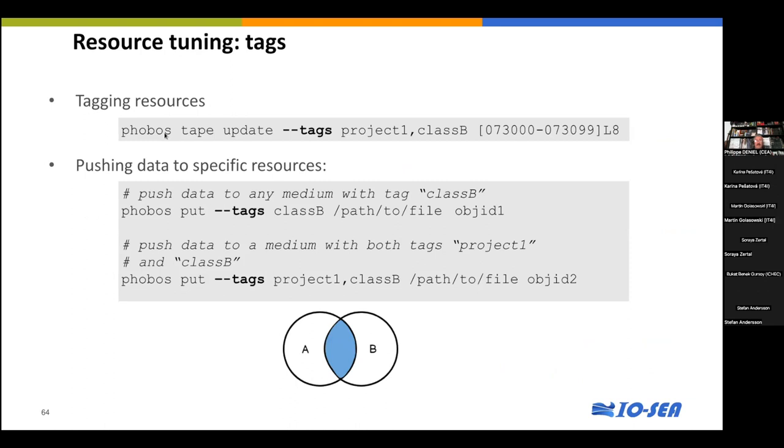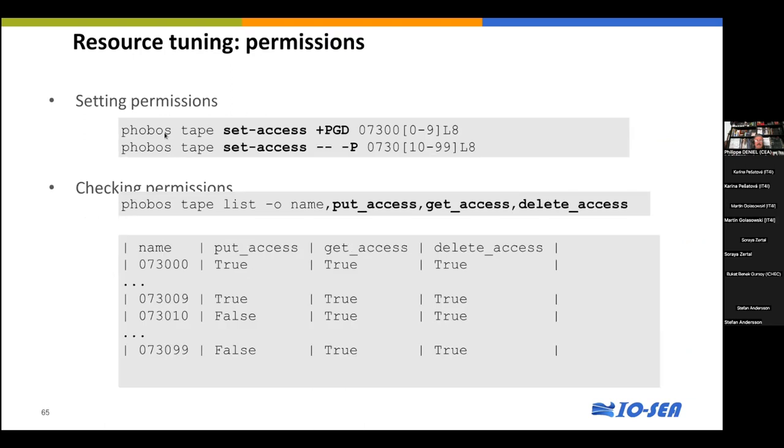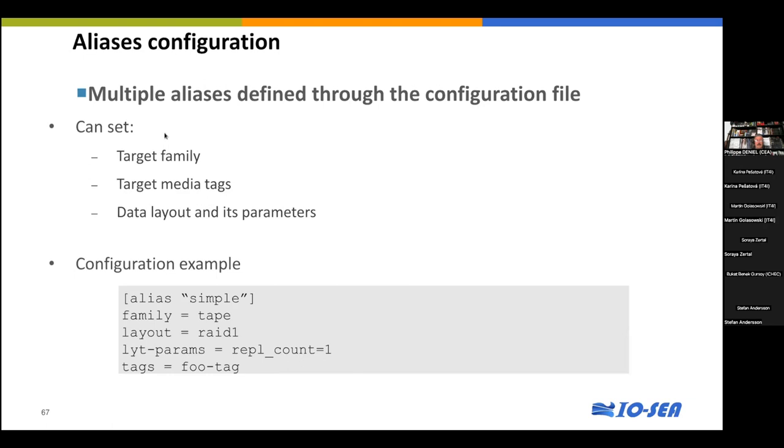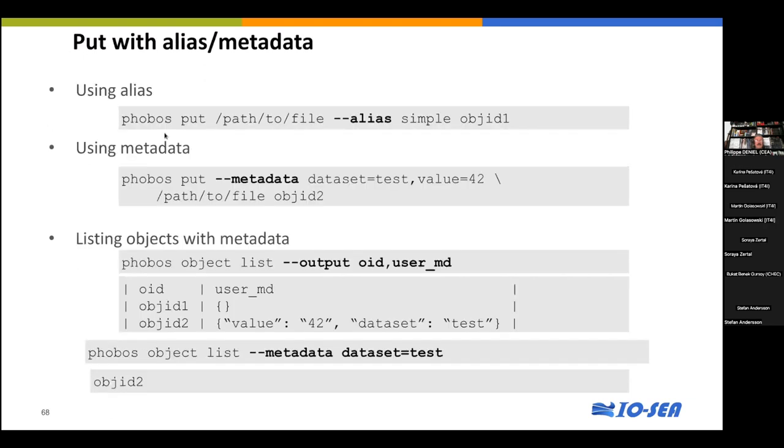You can add tags, which are very similar to Git tags, and help in managing the data. You can set up permissions to make sure that not every user can access data that they are not allowed to access. You can define families, which are a way to give common parameters to the storage that will be used for saving your data, making sure that data of the same nature will be used on storage of the same nature. Families can be managed within the configuration file, and these aliases can be used as well for managing metadata.